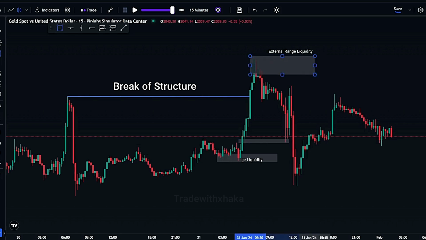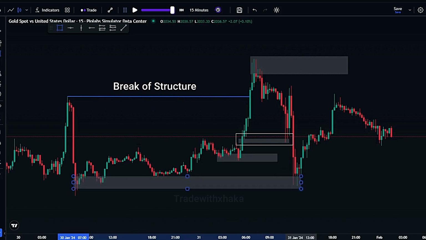External range liquidity sits outside the range. See it? This is our external range liquidity. Why is it external? Because price has moved back and taken out the internal range liquidity. So here is a confirmed higher low, right? The external range liquidity sitting down here is this because of the break of structure that happened. You see how it works.